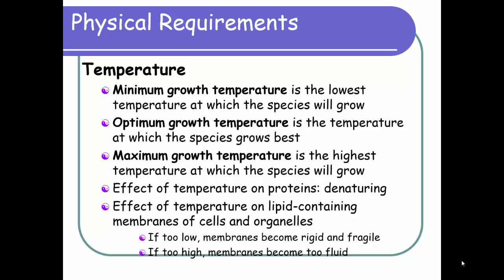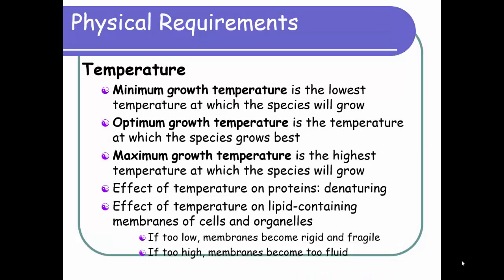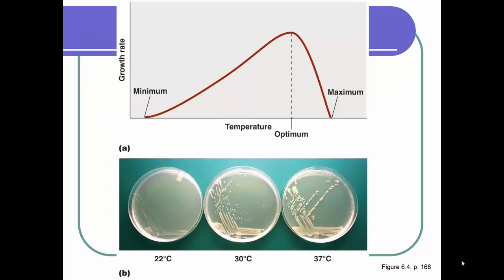If the temperature is too high, the membranes become too fluid. You can try this. Put some olive oil in a pan, set it on the stove. What happens? The oil begins to actually flow. It becomes more liquefied. This shows a graph of the temperatures at which this bacteria tends to grow.